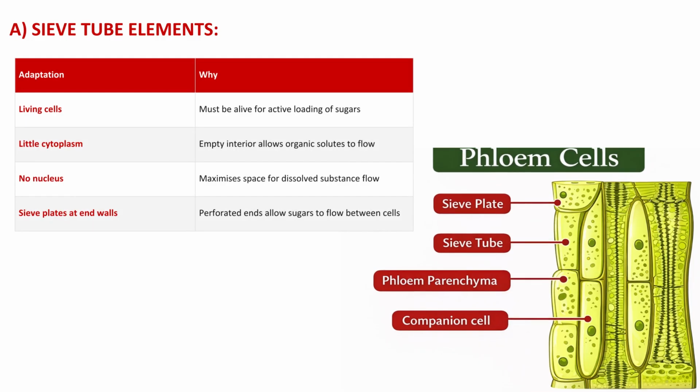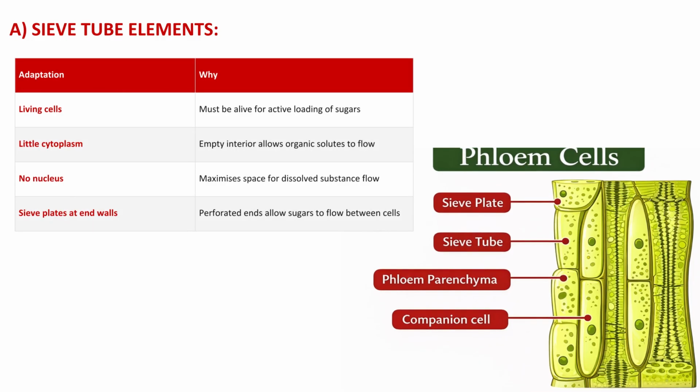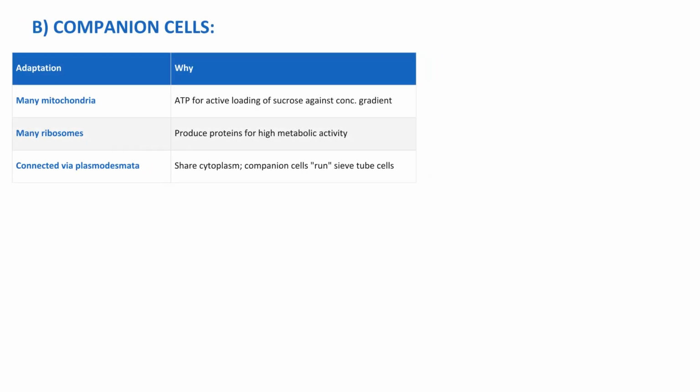Let's talk about the sieve tube elements first. They are living cells, which is necessary for the active loading of sugars. They contain little cytoplasm, allowing an empty interior so dissolved substances can flow easily. They have no nucleus, maximizing space for transport. And they have sieve plates at the end walls. These perforations allow sugars to flow between cells.